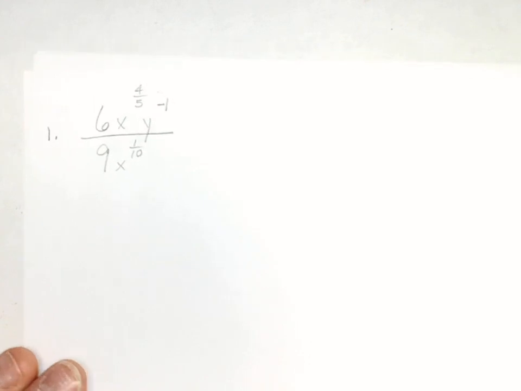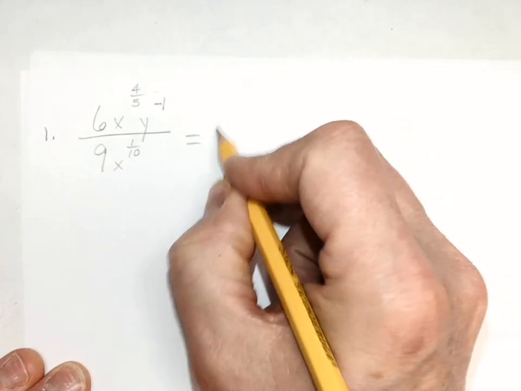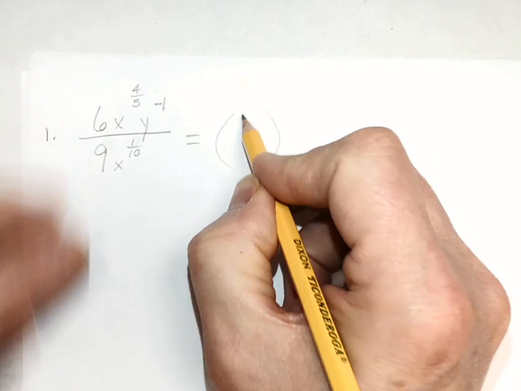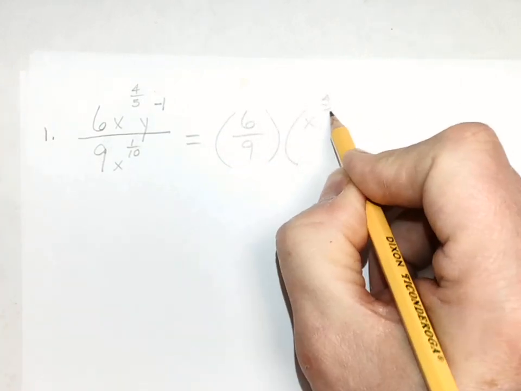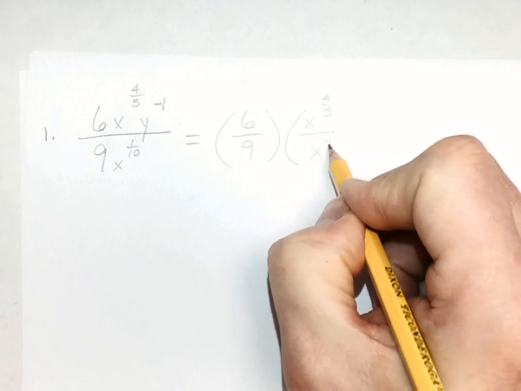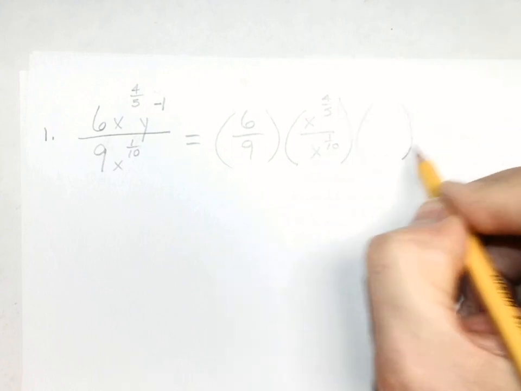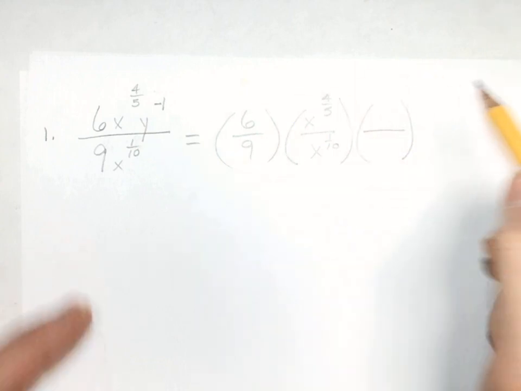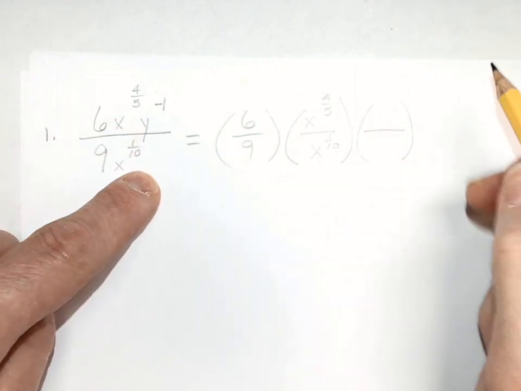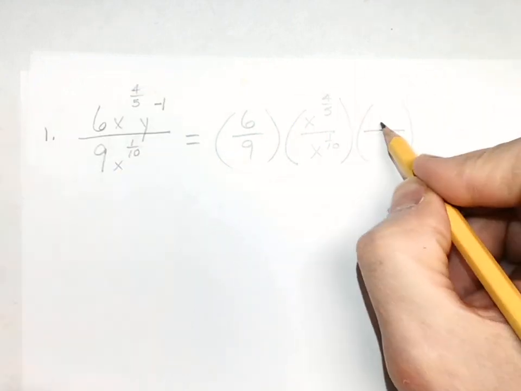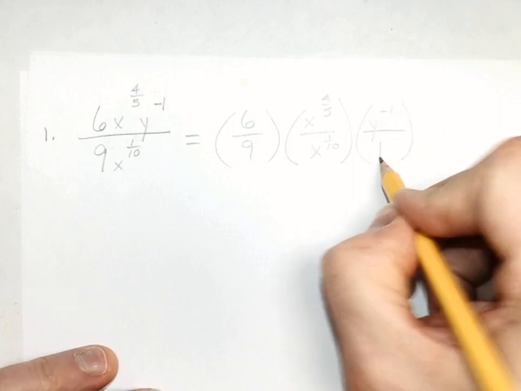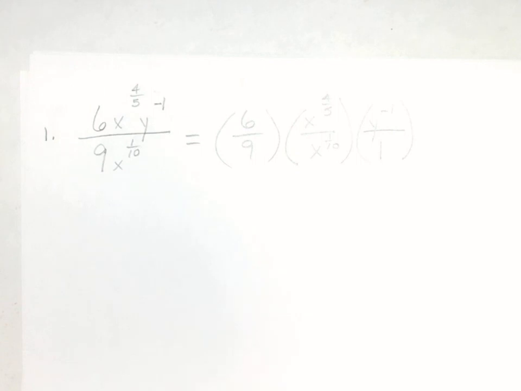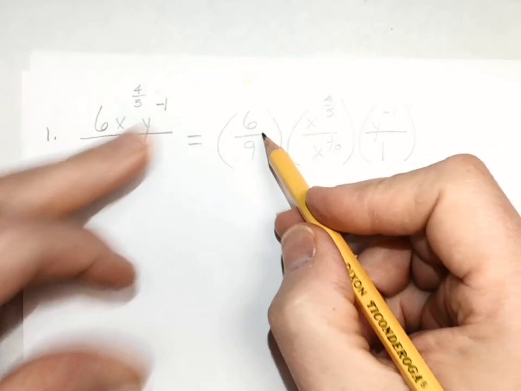So we're going to start with problem number 1. What we're going to do is sort this thing out. We're going to make a fraction with just the numbers, a fraction with just the x's, and a fraction with just the y's. Now you notice over here there's nothing in the bottom, but this y to the negative first is in the numerator. So I'm going to originally write it there, and then I'm going to put a 1 as my denominator. Okay? So now we start reducing.